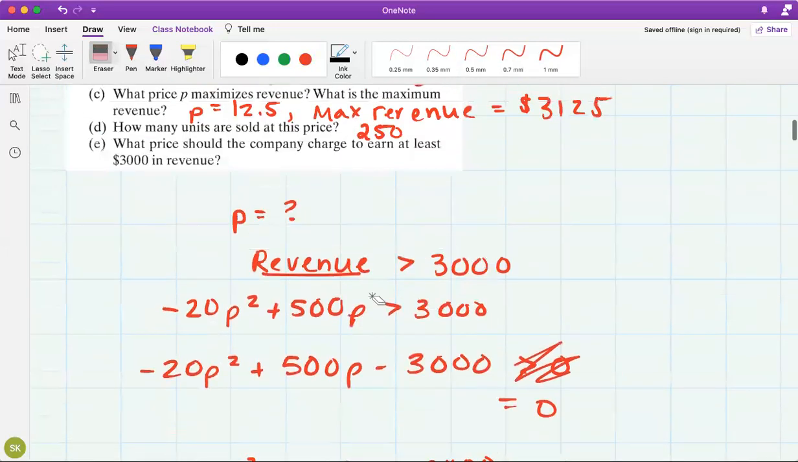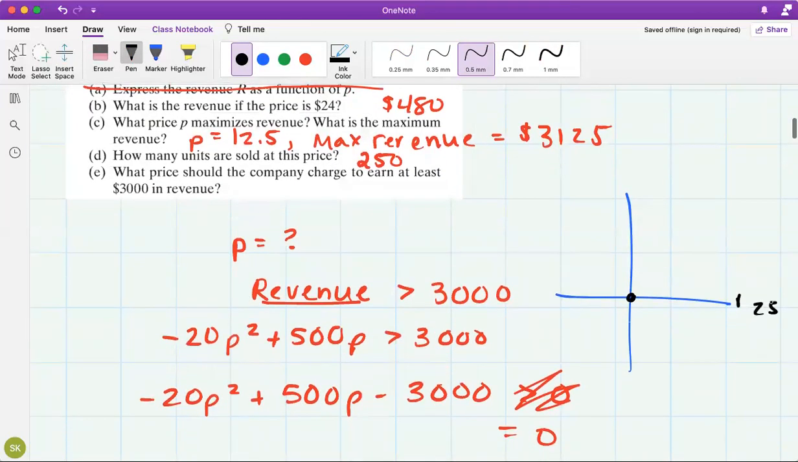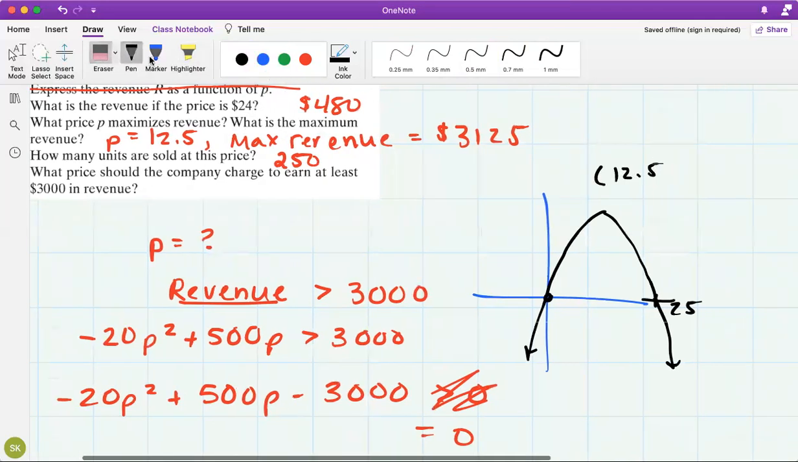We set this thing greater than 3,000 and we moved it over. So we're trying to figure out where the two graphs, maybe I'll just give you an idea of what this looks like. So this goes through 0 and it goes through 25. We know that the parabola is pointing down because we have this negative 20, so it's going down like this. We found the vertex. The vertex was 12.5, 31,25, because that was the maximum revenue and the maximum price was right here.